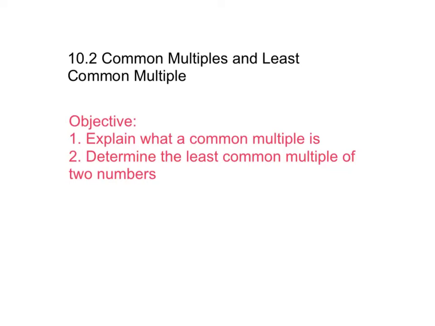This lesson is 10.2, which is called Common Multiples and Least Common Multiple. You will have two objectives. Your first objective is to explain what a common multiple is, and second, determine the least common multiple of two numbers.